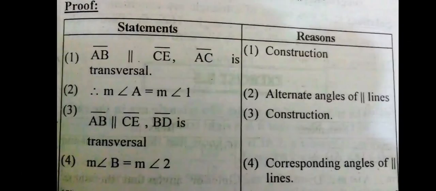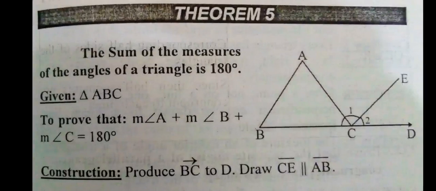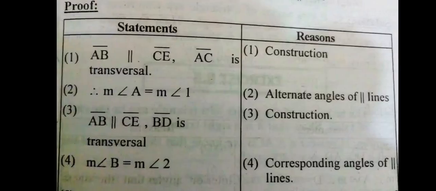The statement: line AC is transversal. Again, see the diagram. Line AC is transversal because line AC is connecting these 2 lines. If we extend line AC, we can see that it is intersecting these 2 parallel lines. So we say that line AC is transversal.